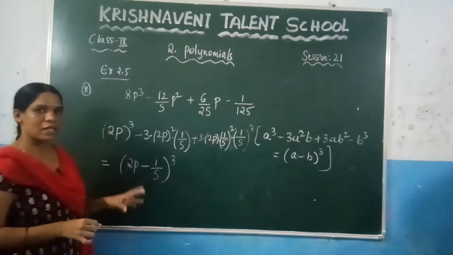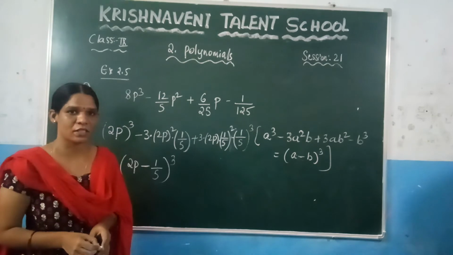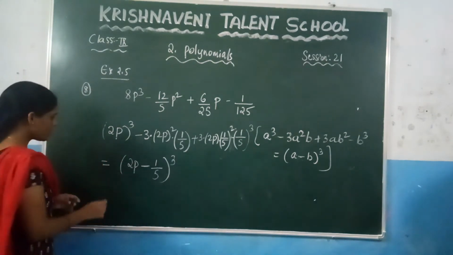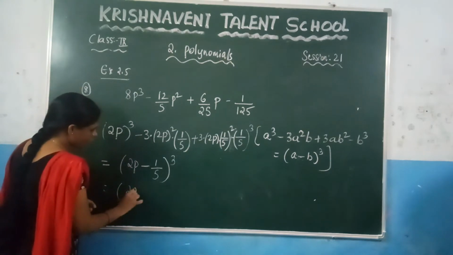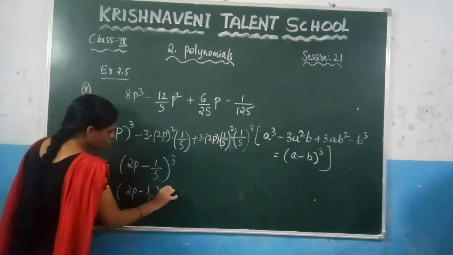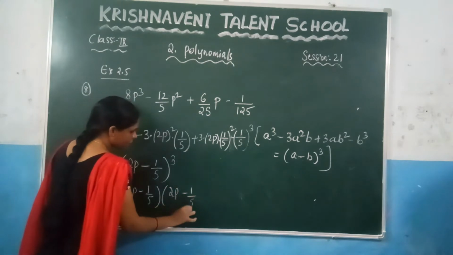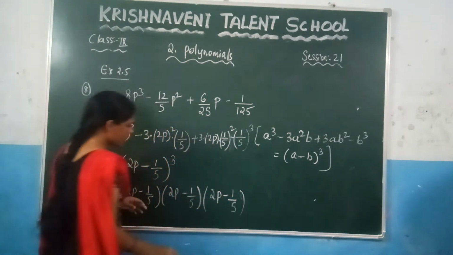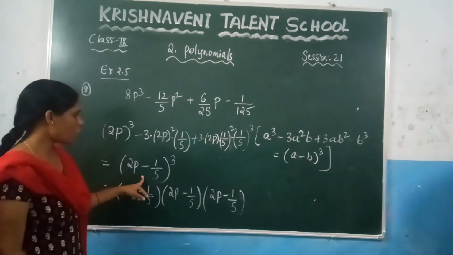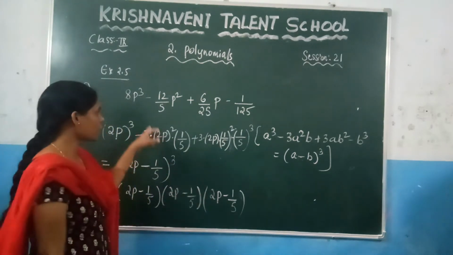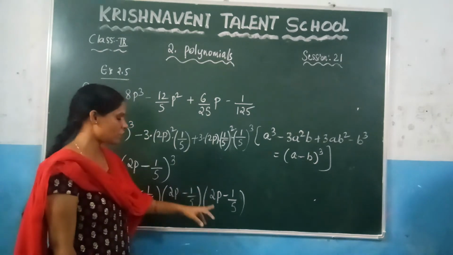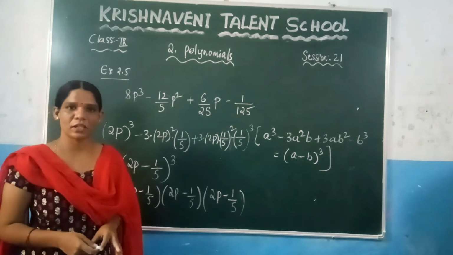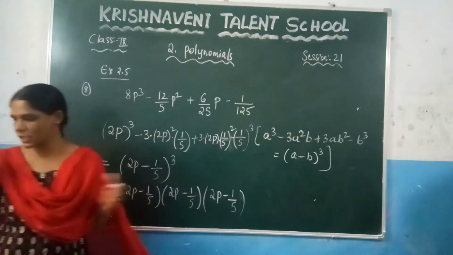Since they had asked in the question to write the factorization, write this one in the form of multiples of 3. So write it here: (2p minus 1 by 5) into (2p minus 1 by 5) into (2p minus 1 by 5). So you just need to multiply this polynomial 3 times. So we have factorized the given polynomial as a product of 3 linear polynomials. Here, 2 more questions they have given that you can do as homework. Now see the next question.